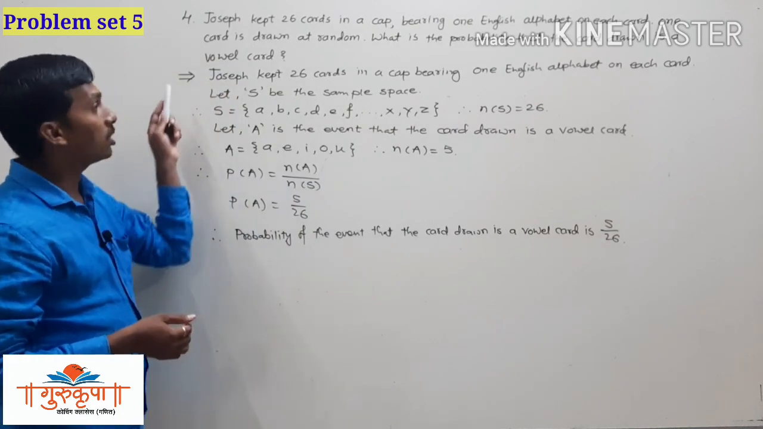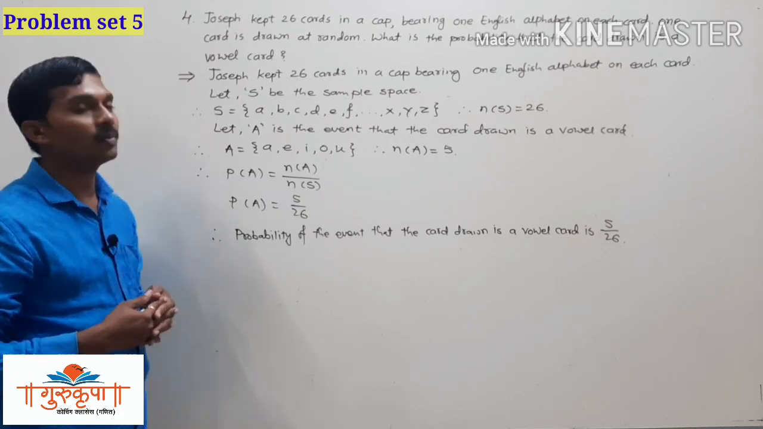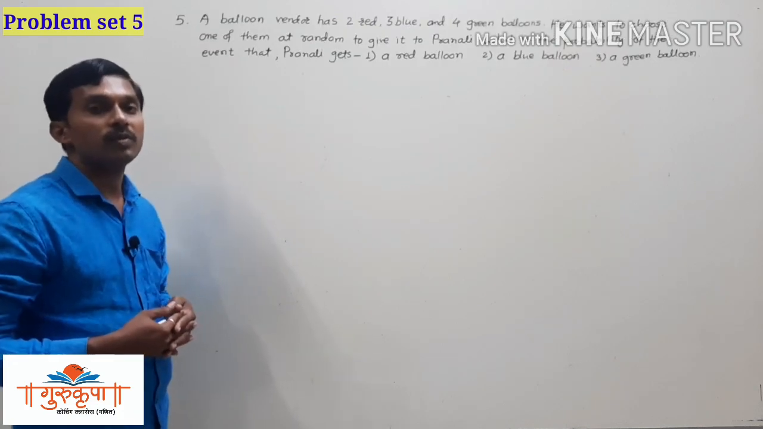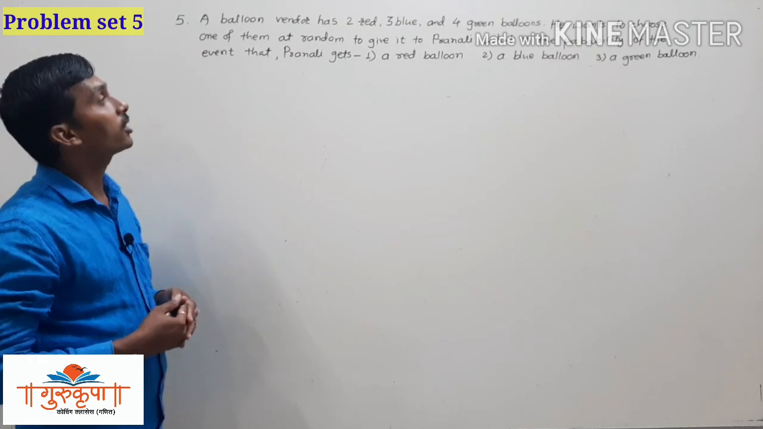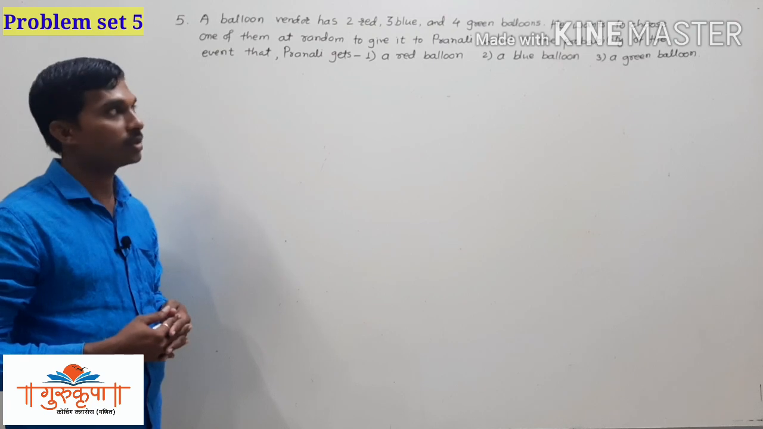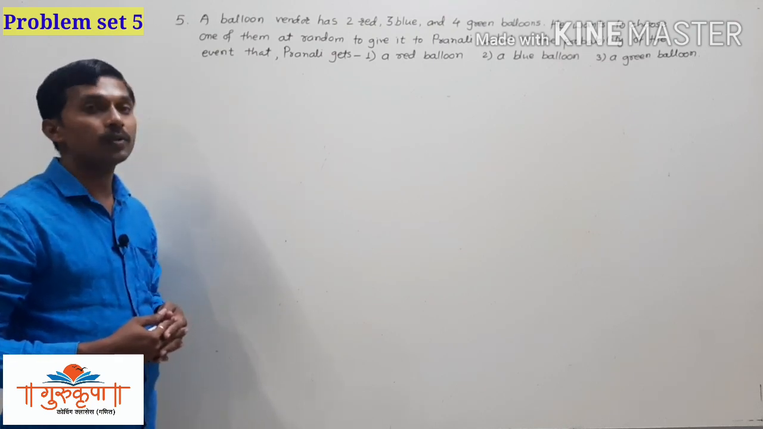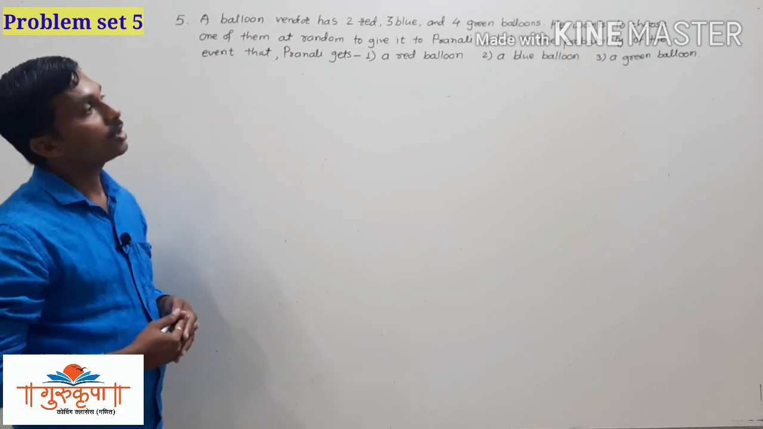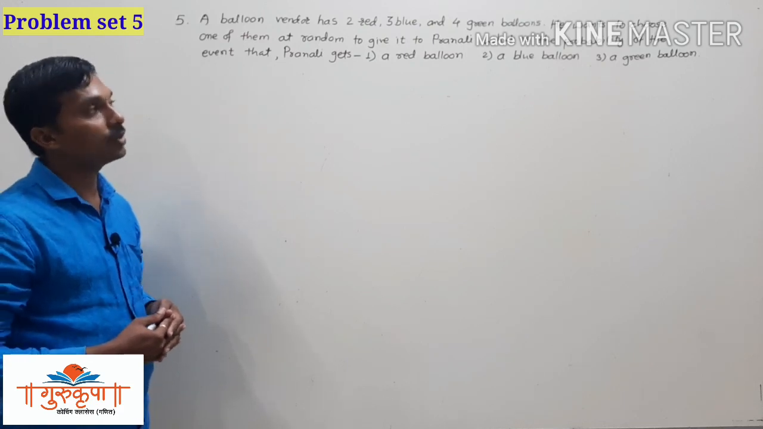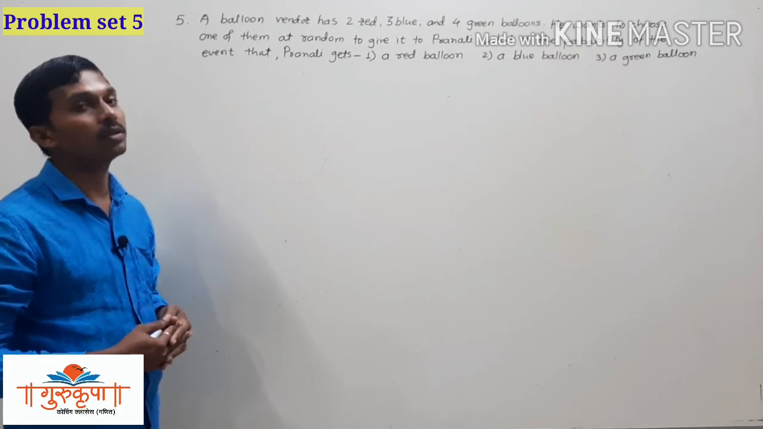So this is all about the example number 4. Now we will simplify the next example, that is question number 5 from the problem set 5. A balloon vendor has 2 red, 3 blue and 4 green balloons. He wants to choose one of them at random to give it to Pranali. What is the probability of the event that Pranali gets: number 1, a red balloon, number 2, a blue balloon, and number 3, a green balloon.